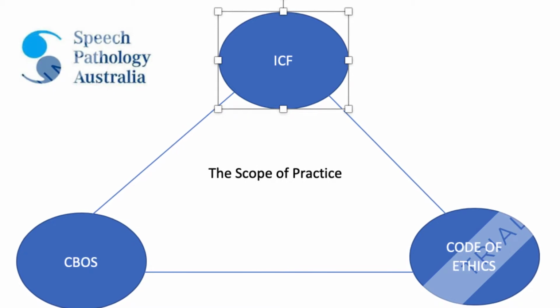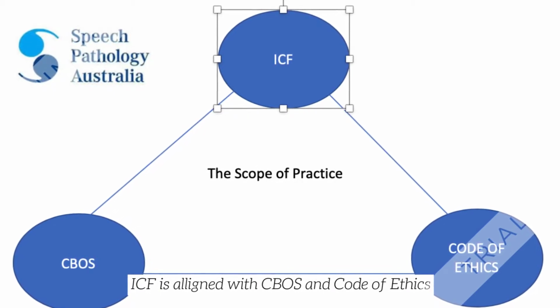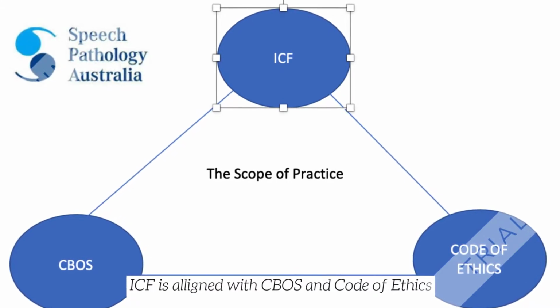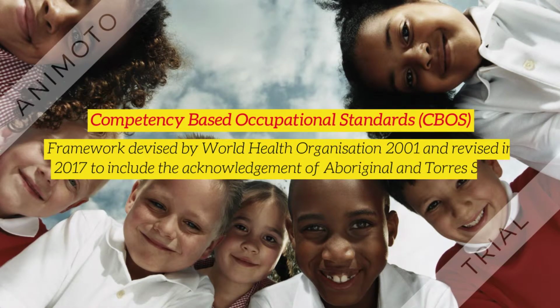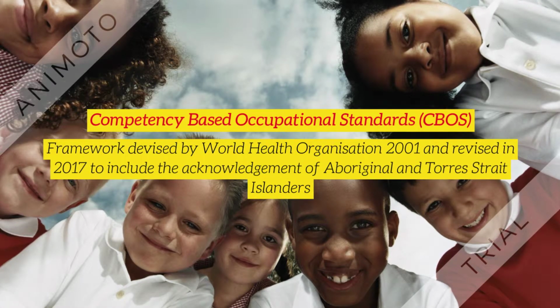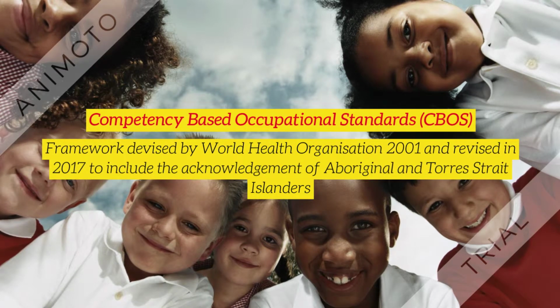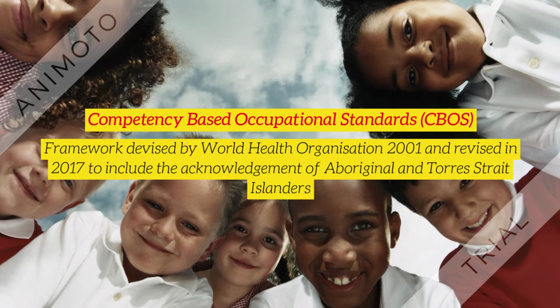The scope of practice has been developed in association with Speech Pathology Australia to produce the Code of Ethics and the Competency-Based Occupational Standards or CBOS for entry-level speech pathologists. The next framework we will now look at is CBOS, developed by the Speech Pathology Australia in 2011 and revised in 2017 to include the acknowledgement of Aboriginal and Torres Strait Islanders.